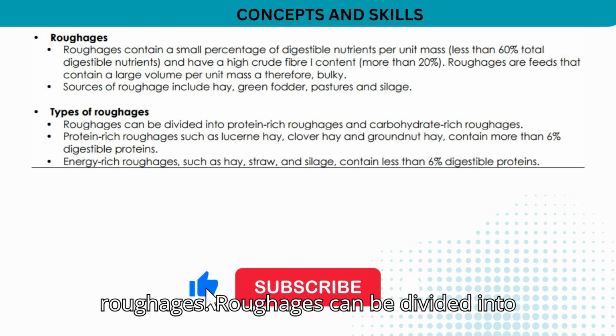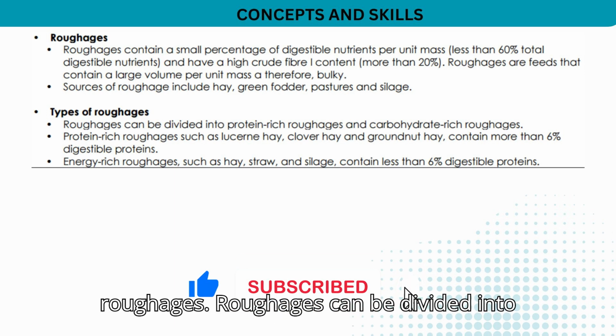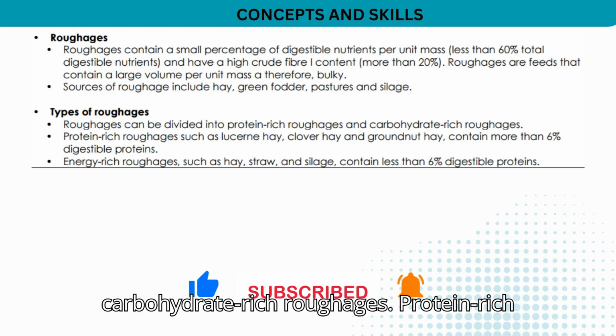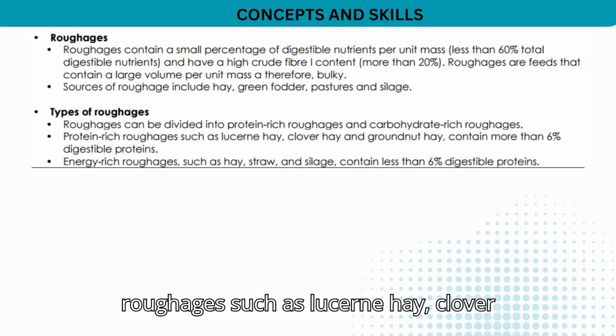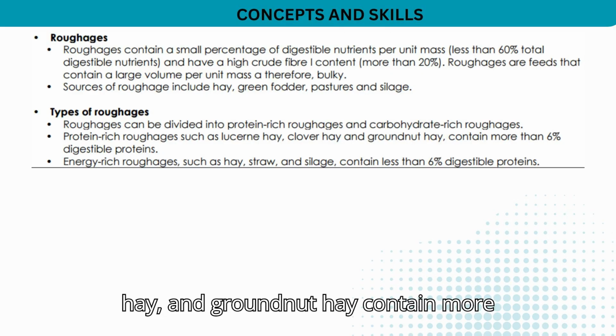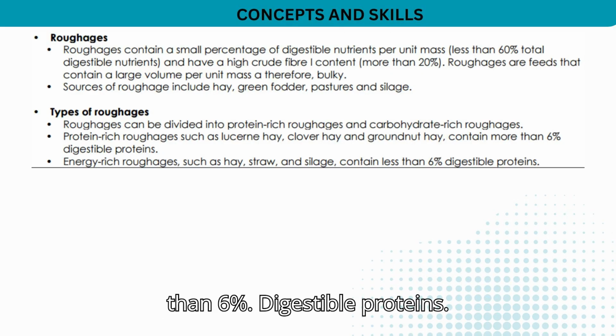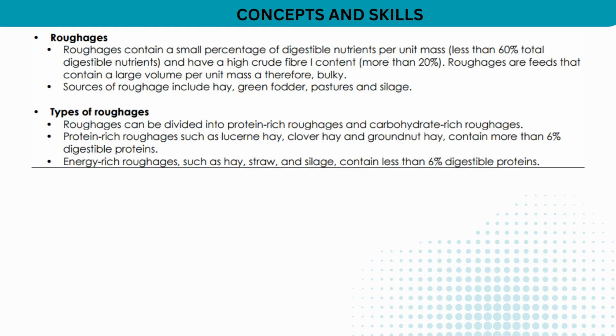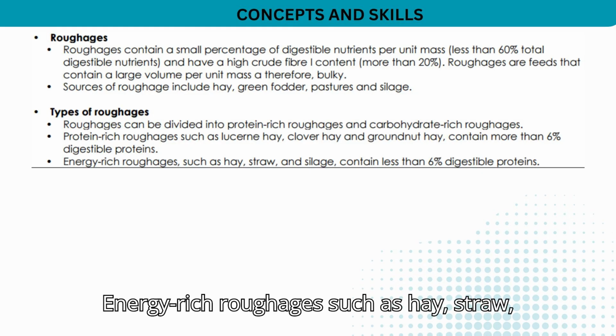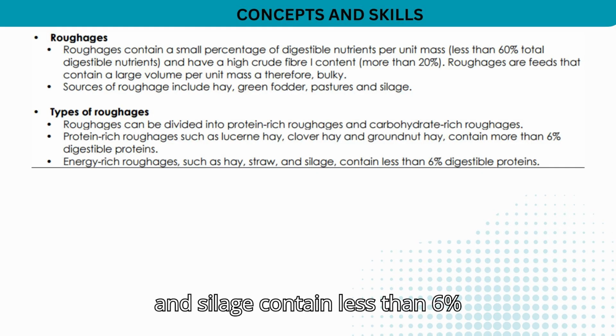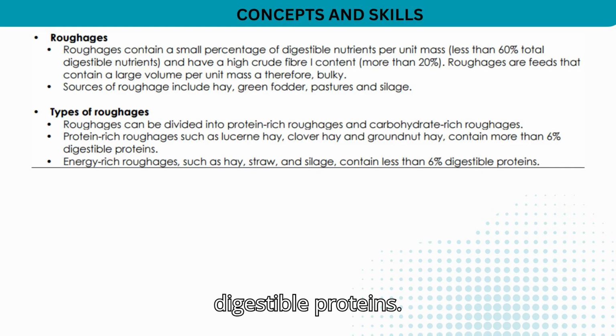Types of roughages. Roughages can be divided into protein-rich roughages and carbohydrate-rich roughages. Protein-rich roughages such as lucerne hay, clover hay and groundnut hay contain more than 6% digestible proteins. Energy-rich roughages such as hay, straw and silage contain less than 6% digestible proteins.